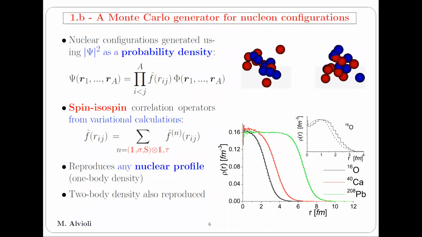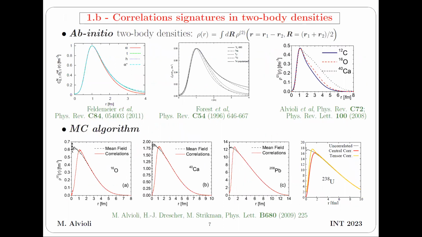Are these functions or operators? They have a spatial dependence and they have an operator dependence. Okay, very good. So we generate configurations which agree with the square of the wave function assumed as a probability function, and in addition to reproducing the one-body density of nuclei, they also reproduce the main features of two-body densities.